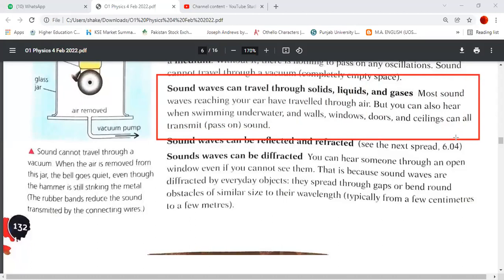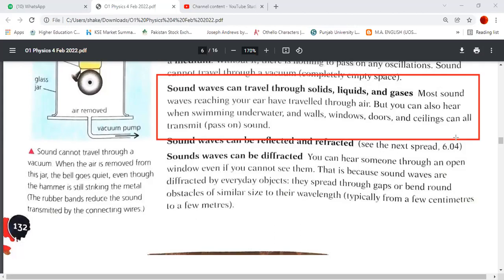The sound may travel through water, through other solids and liquids. The sound waves require a material medium only. The material can be any solid or liquid or gas. So most sound waves reaching your ear have traveled through air, because usually we are living in the environment of air.